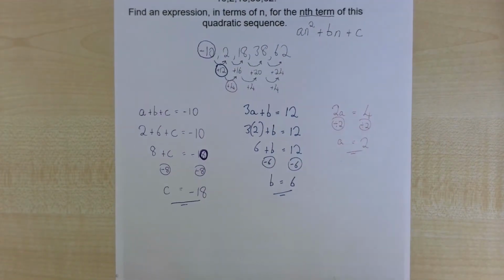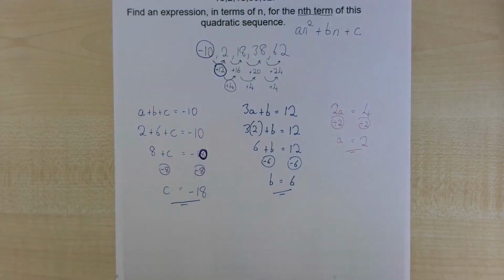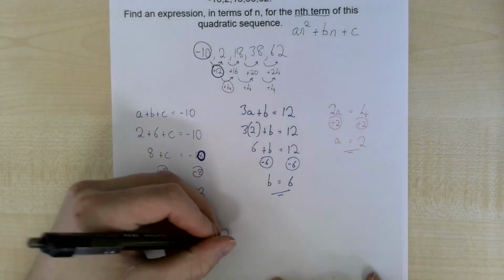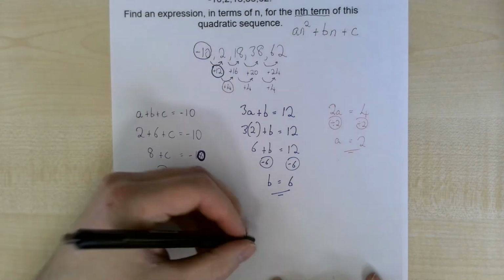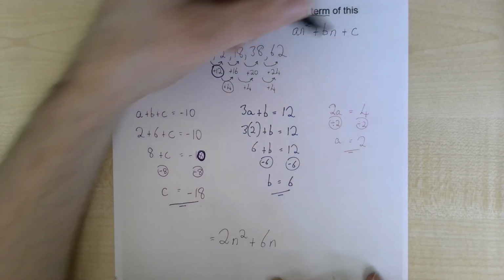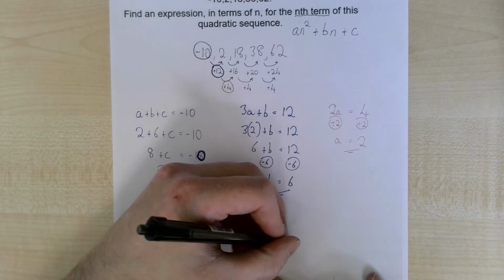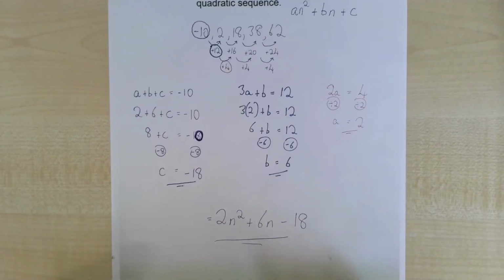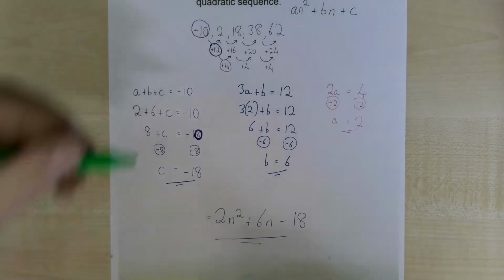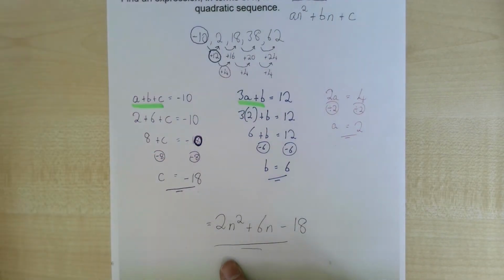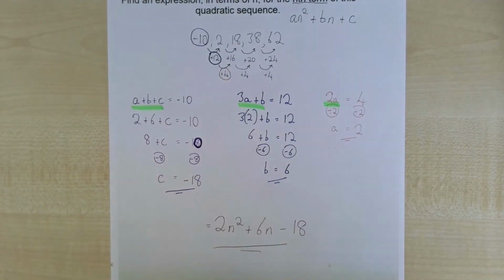Lastly, because we need an answer to this, we know from earlier that our answer needs to take this form: a times n squared, a we're saying is 2, plus b, which is 6, n, and then plus our c value. Our c value is minus 18, so minus 18 goes in here, and that is your answer. So just to reiterate, 3 key things to take from it. a plus b plus c you need to remember, 3a plus b you need to remember, and 2a you need to remember as well.